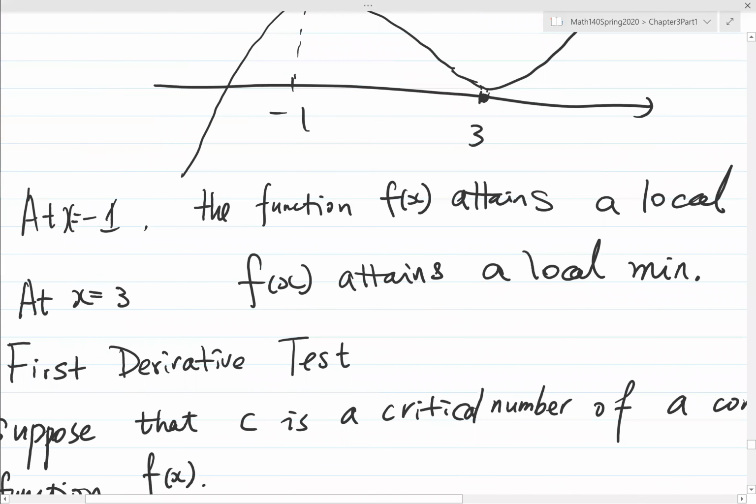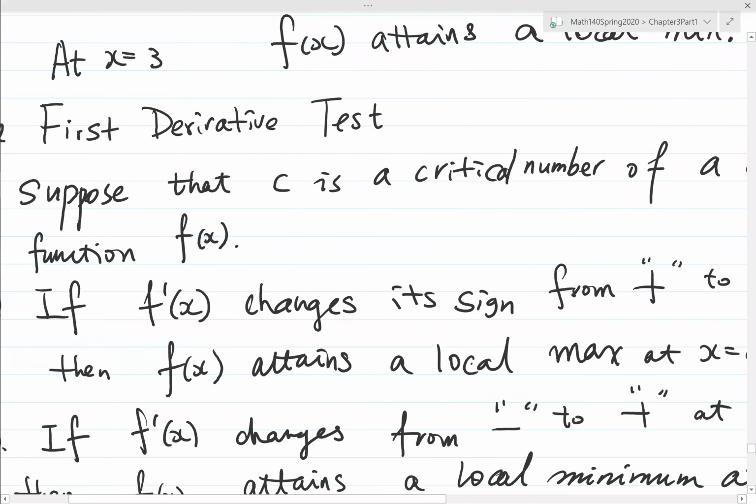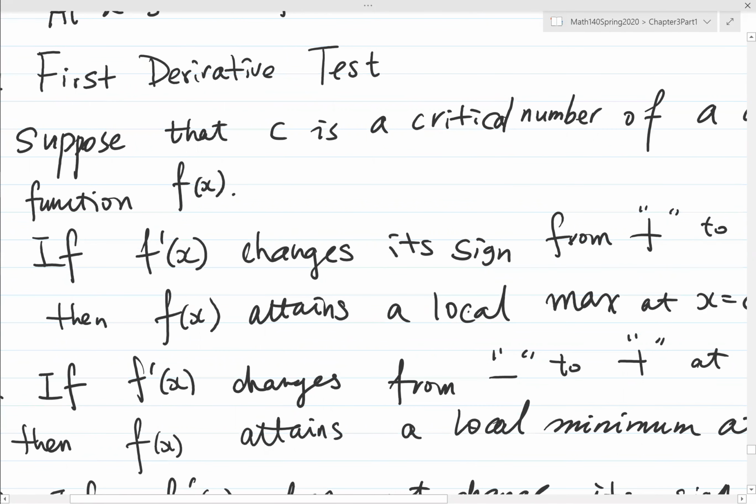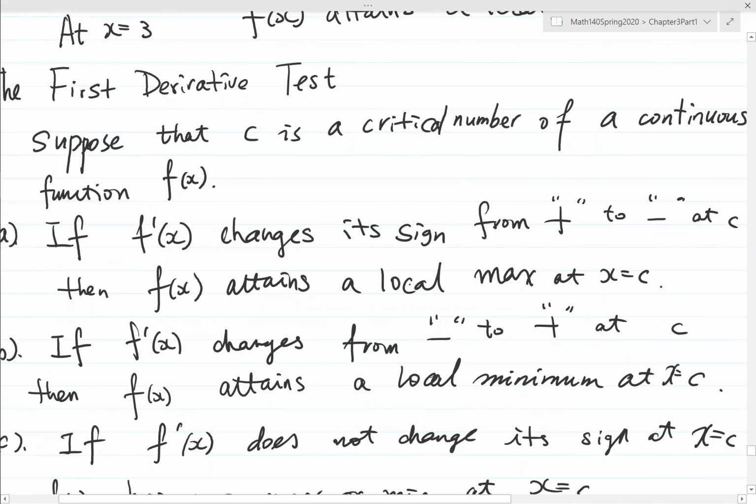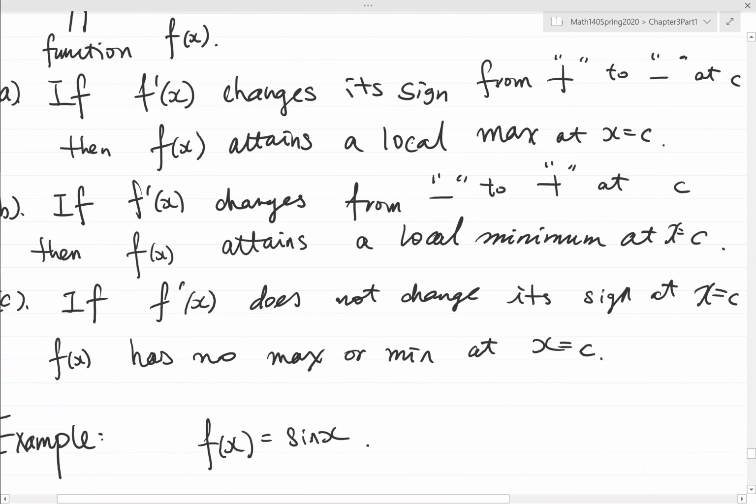we get the first derivative test, which says the following. If the derivative changes its sign from positive to negative at number c, then the original function f(x) attains a local max at c. The second part says if the derivative changes from negative to positive at c, then f attains a local min at c. Okay.